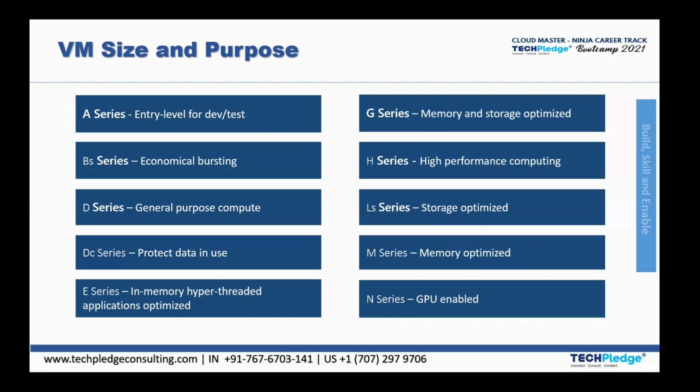D series is general purpose compute. I guess when we are normally launching virtual machines, we normally select BS or D, because in the demo session and the training session, we go for general purpose compute resources. DC series protects data in use. If you are very concerned about the security and protection of your data, go for the DC series. E series is in-memory, hyper-threaded, application optimized.